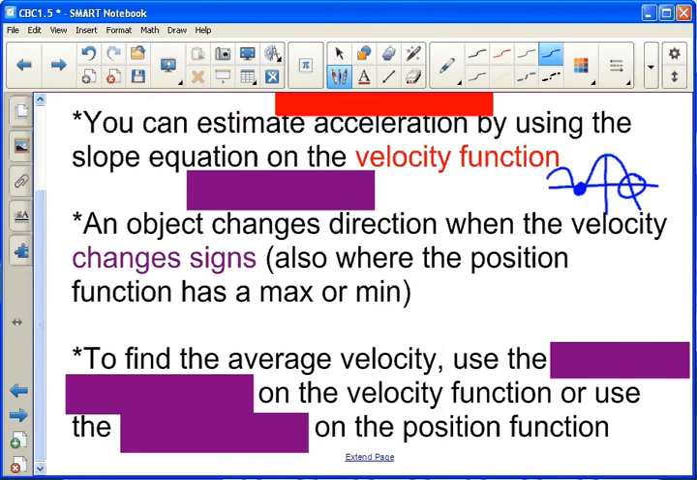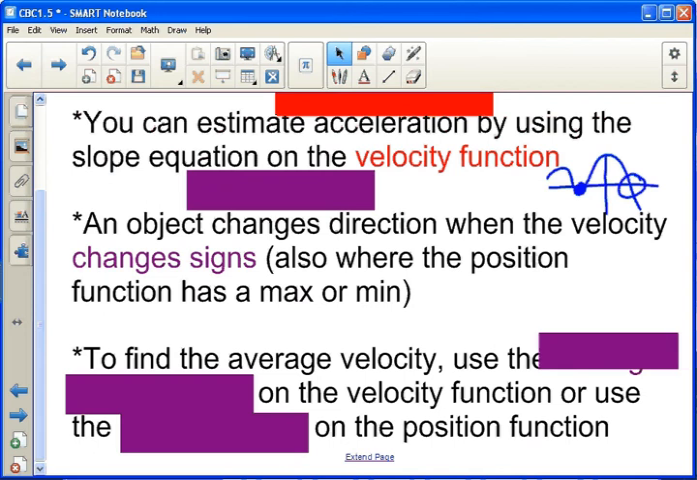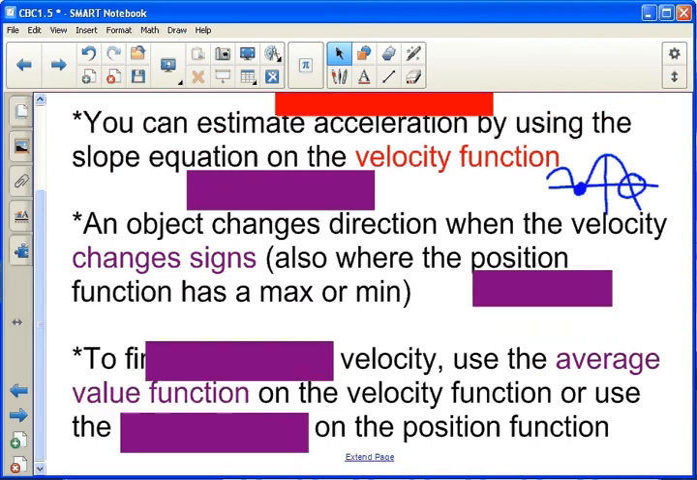So an object changes direction when the velocity changes signs, which is also where it's going to hit 0. This is also where the position function has a maximum or a minimum. So if you have a graph of the position function, you change direction whenever you see a maximum or a minimum.